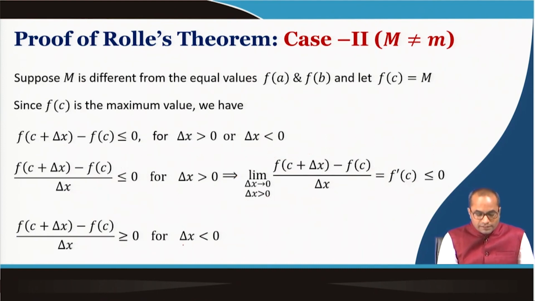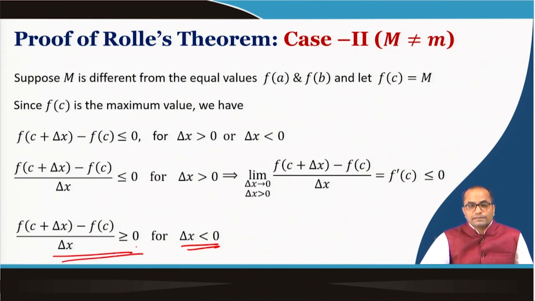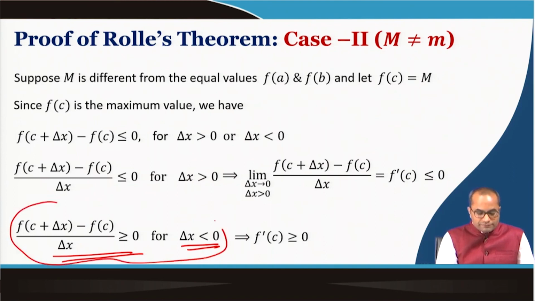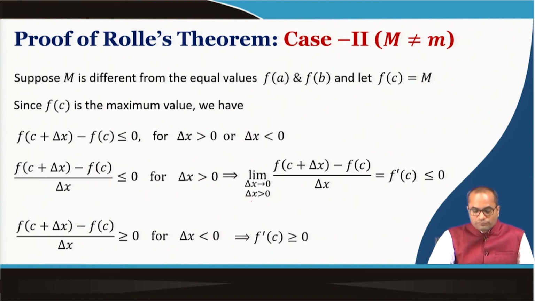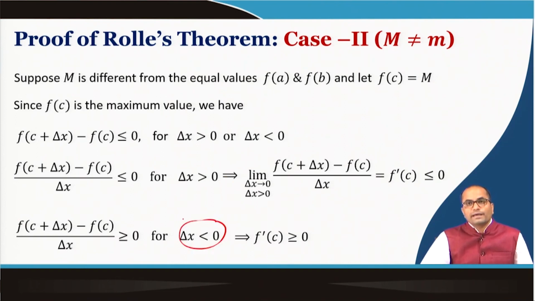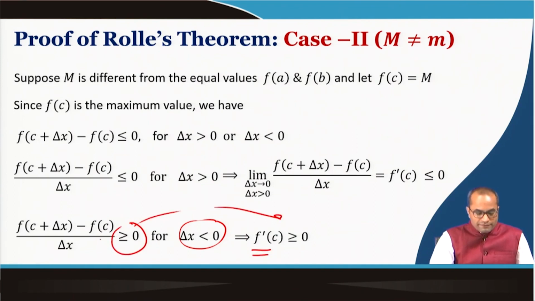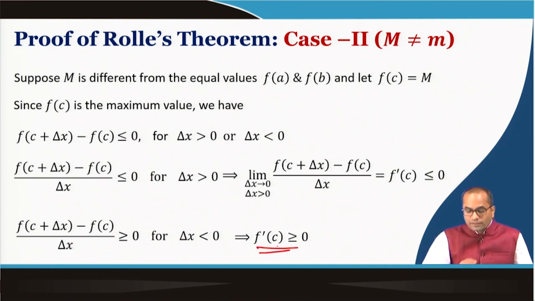Now, in this case, when Δx is negative, this quotient is greater than or equal to 0, and now we are talking about the same limit again. If we take the limit here as well for Δx negative, this will again be the derivative, the left derivative, but again the derivative exists, and this will be equal to f′(c), and from here, because for any value of Δx this is greater than or equal to 0, the derivative here will also be greater than or equal to 0.